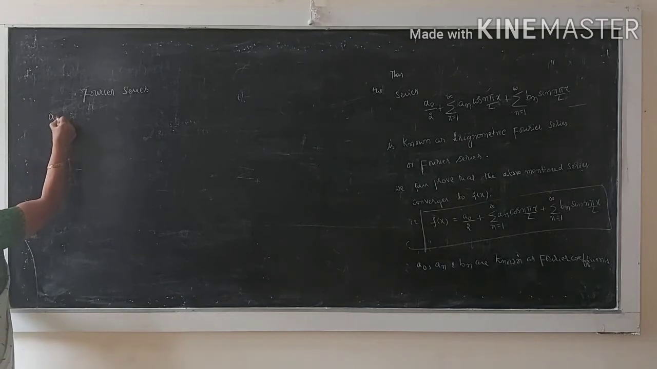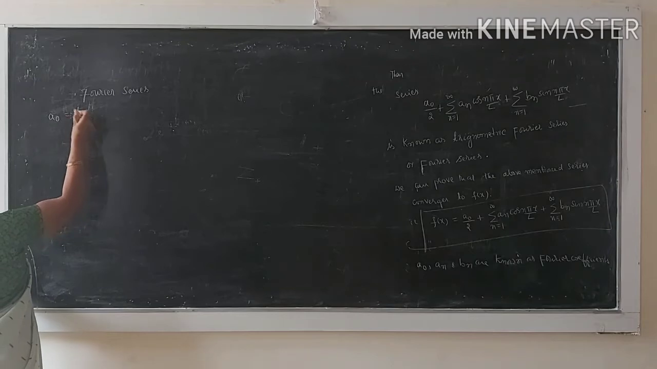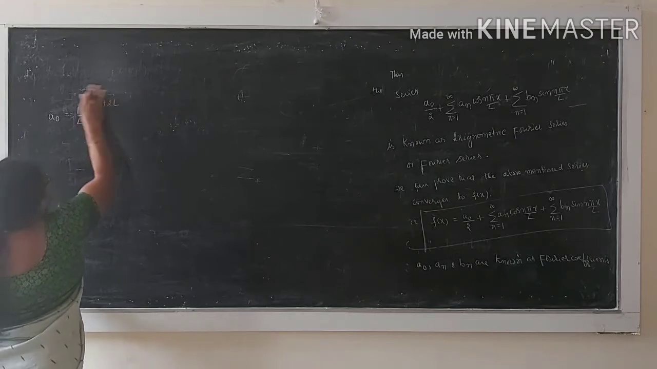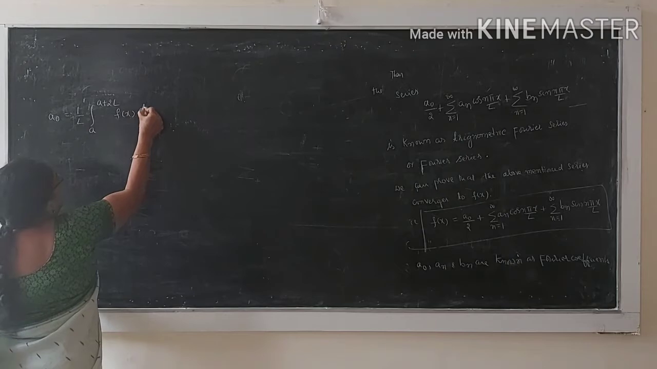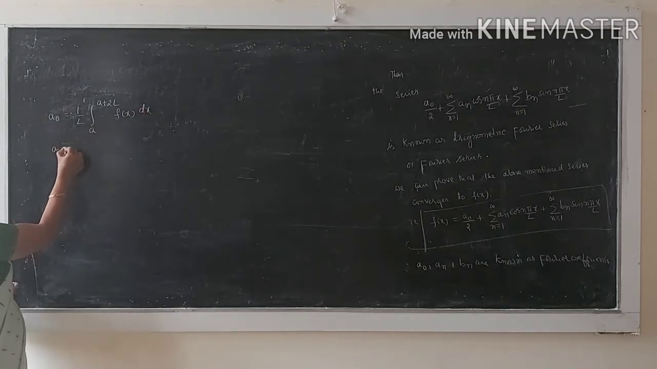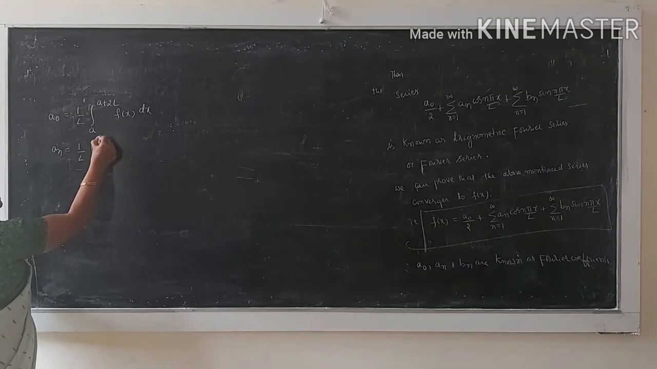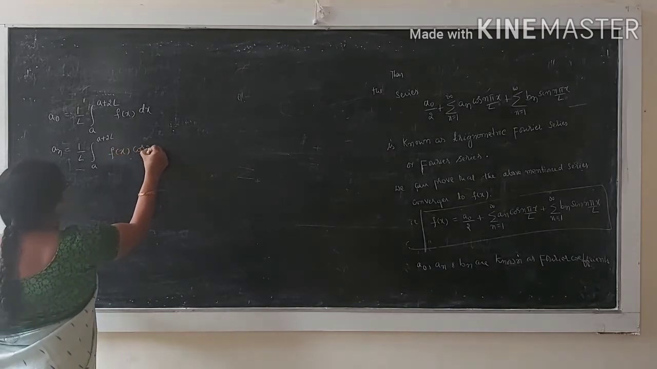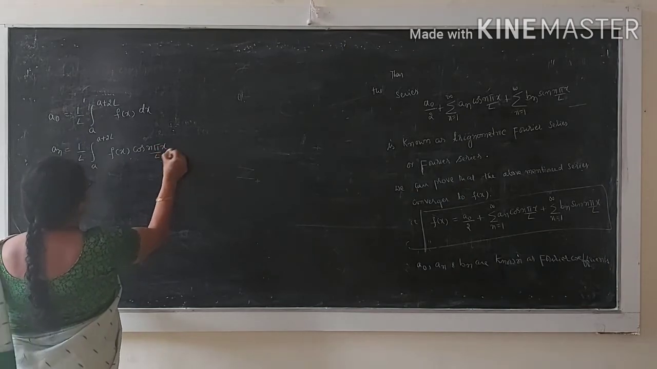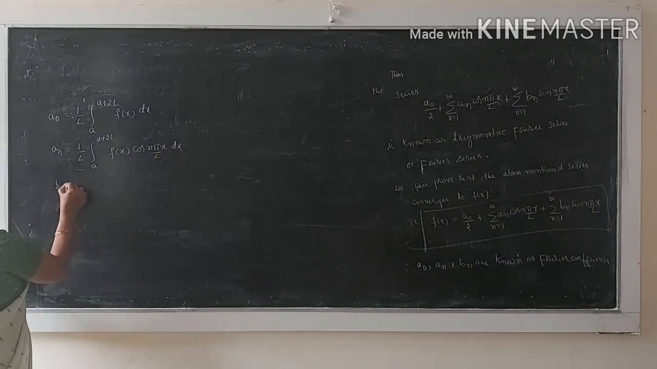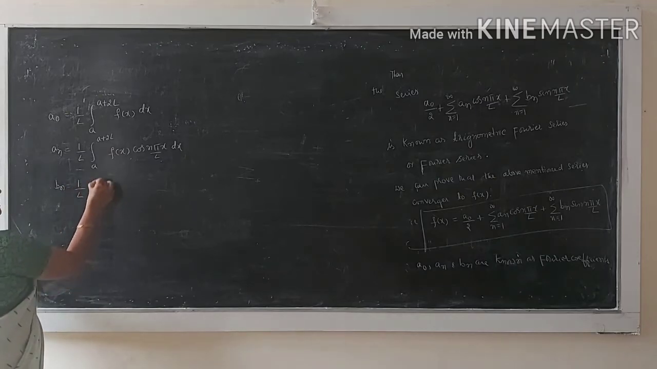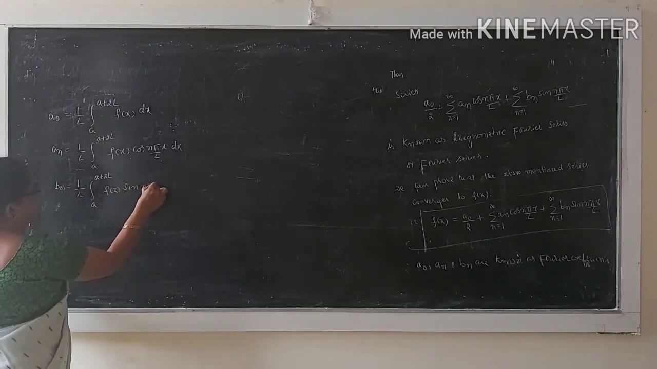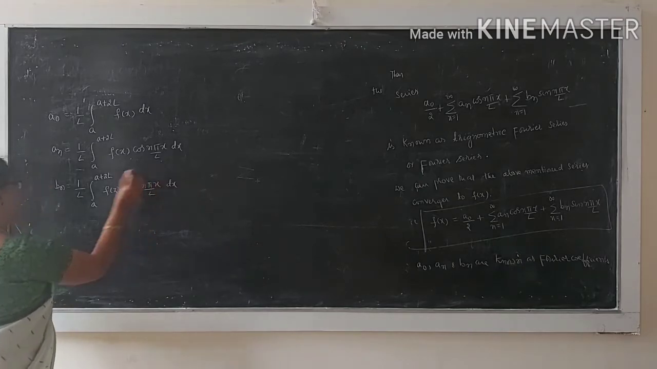Here you observe, I will recall once again, a0 is equal to 1 by L integral from a to a plus 2L of f(x) dx. an is equal to 1 by L integral from a to a plus 2L of f(x) cos(nπx/L) dx. bn is equal to 1 by L integral from a to a plus 2L of f(x) sin(nπx/L) dx.